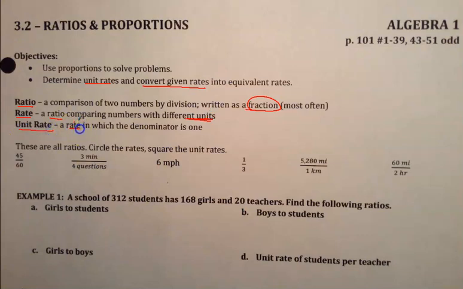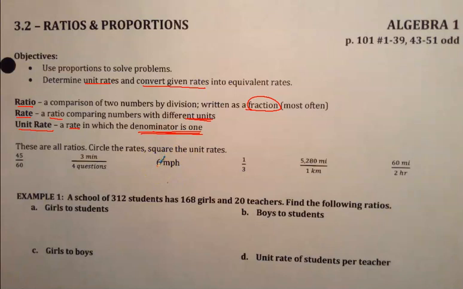Then a unit rate. It's a rate in which the denominator is 1. That's the key here. In a unit rate, the denominator is 1. It's per something, like miles per hour. I ate 6 cookies, or there's 6 cookies per package. Those kind of things, per 1. So if we look here, these are all ratios, because they're all some form of fraction, even though they don't look like it.